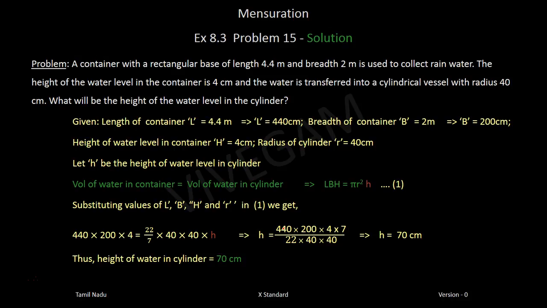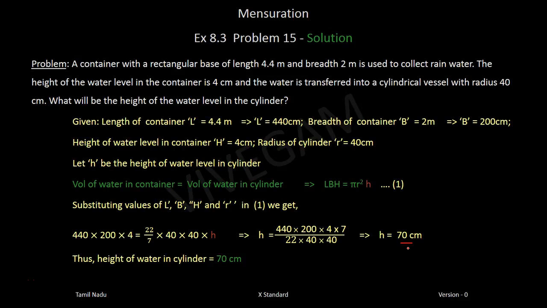So you can see 22 will go 20 times, and 20 will go 2 times here, 2 will go 2 times here, and 40 will go 5 times. So 5 twos are 10, 10 into 7 is 70. So if you simplify this fraction, you will be able to get the height as 70 centimeters. You got it? It's very simple.